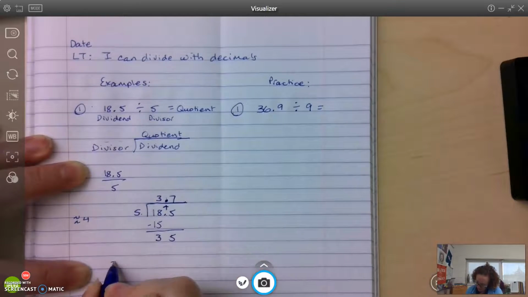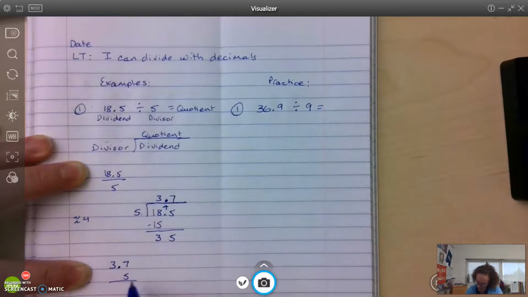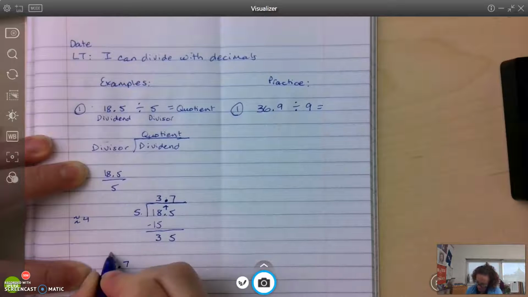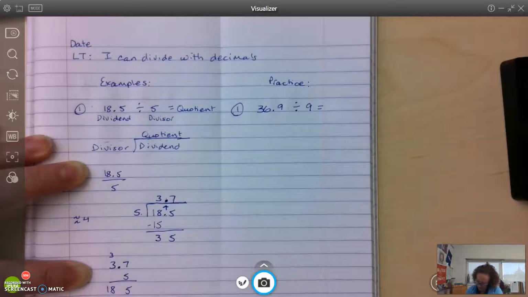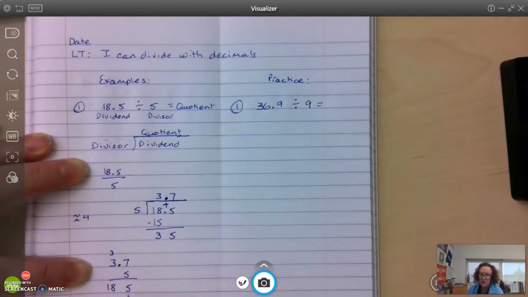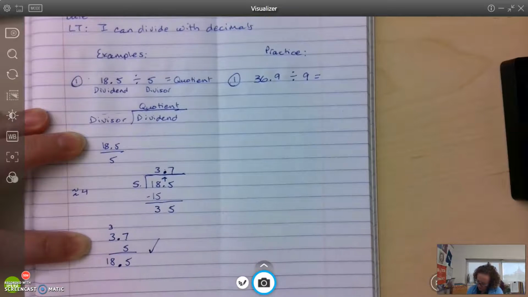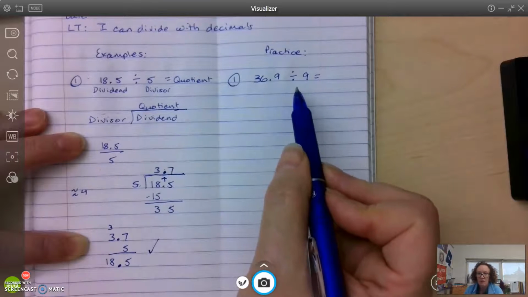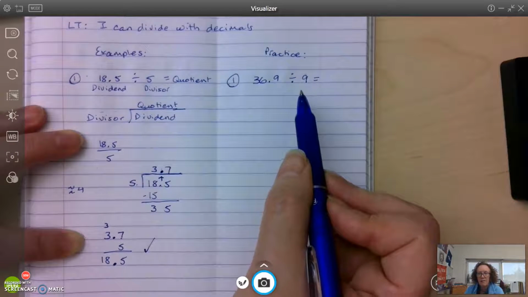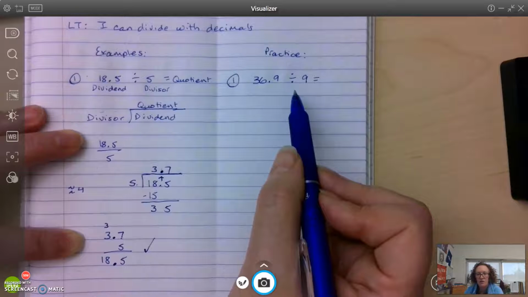So I should be able to multiply 3 7/10 times 5 and get 18.5, or 18 5/10. And I have one digit to the right of the decimal point, and here I have one digit to the right of the decimal point. So I've checked and I know that that decimal placement is correct. So here's your practice problem. I'm going to pause the video, ask you to enter your answer, and then we'll check our work.